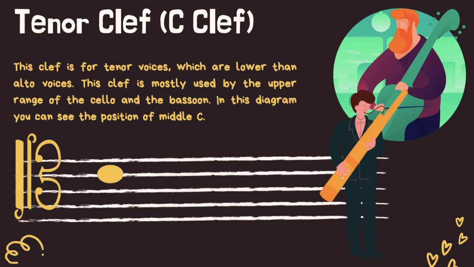So again, if you have to read tenor clef, you can just remember that the second line from the top, that is where we find middle C, and we can remember that by noting that it intersects the tenor clef symbol.